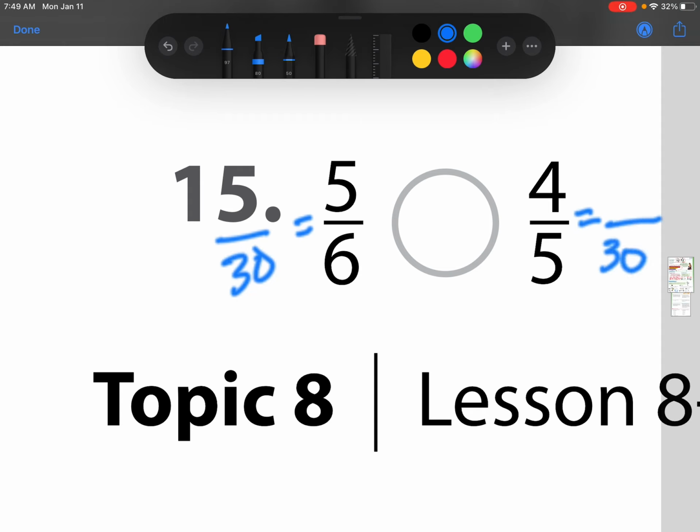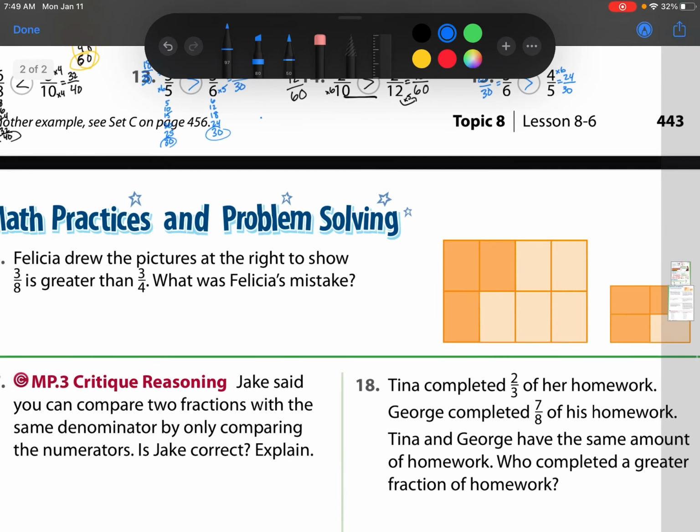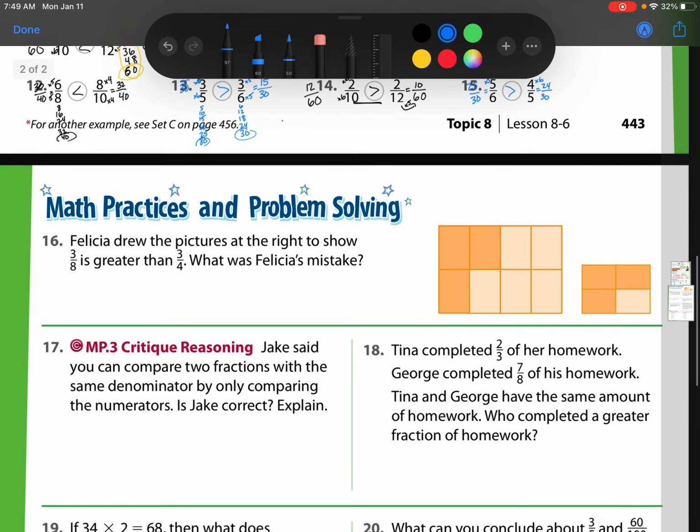So our least common multiple is 30, so this was times 5, this was times 6, so this is 25, and this is 24. So which one is larger? This one is larger by a hair. So now let's head on to our harder word problems.